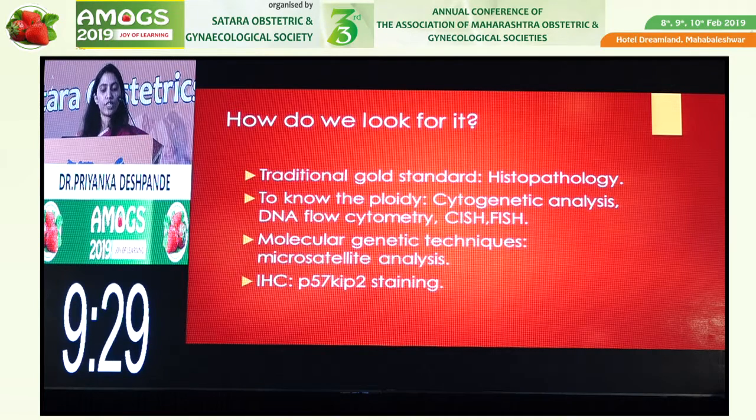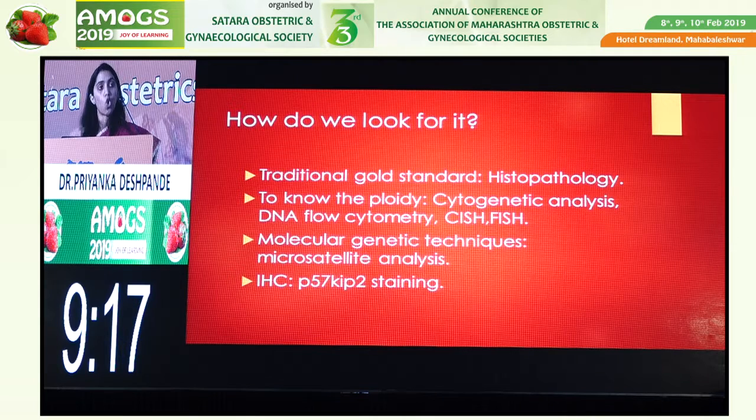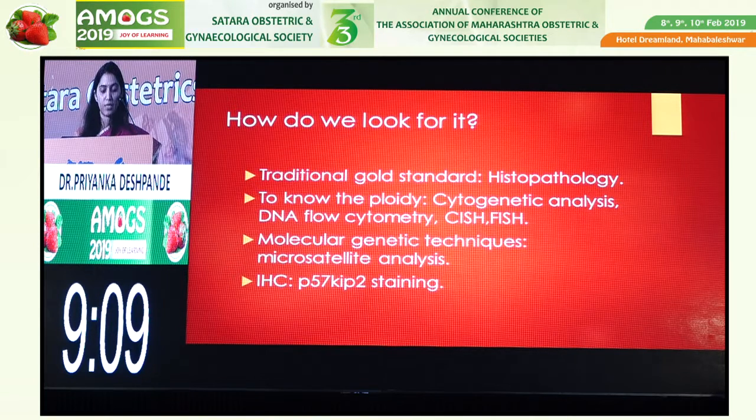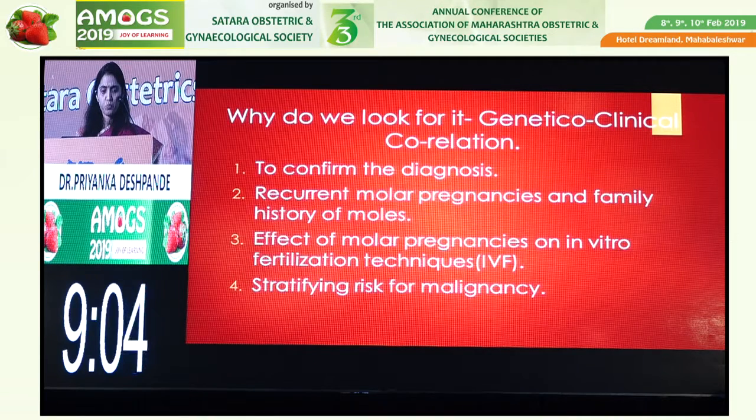We have got cytogenetic analysis, we have got DNA flow cytometry, we have chromosome in situ hybridization, just like fluorescent in situ hybridization that we normally do for other pregnancies. Molar genetics testing is also available nowadays with microsatellite analysis, and immunohistochemistry forms a very important part of genetic testing in moles with P57 KIP2 staining.